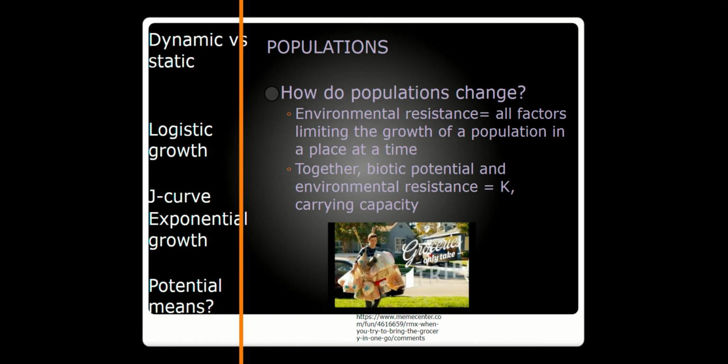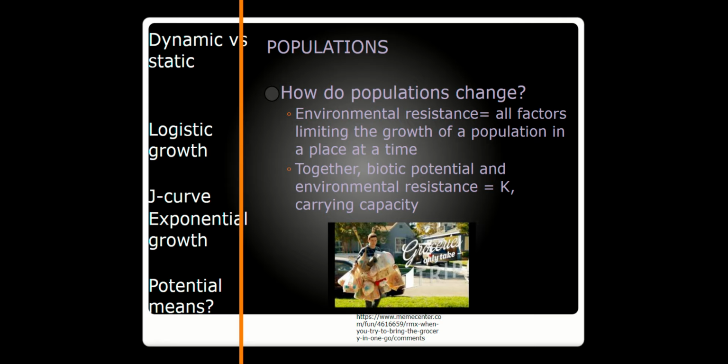Also, thinking about population change, the environment's a big part of that. So, environmental resistance would be all the factors that limit the growth of a population in a place at a time. So, this fights against the biotic potential, it's the opposing force. So, together with how they could reproduce as a species, as a population, and the environmental resistance, what limits that reproduction, we have what we call carrying capacity. And I've used this example before. We talked about carrying capacity before.